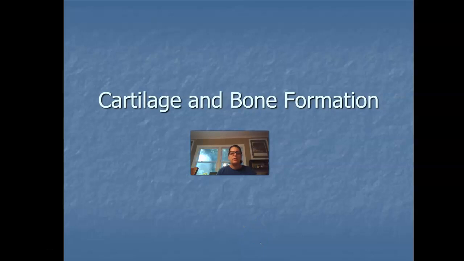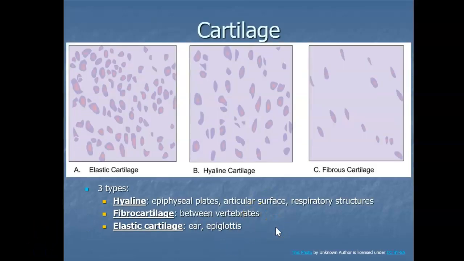Morning. This lecture video is going to go over cartilage and the properties of cartilage, and then talk about the two ways that bone can form: intramembranous ossification and endochondral ossification. Let's start with cartilage. Cartilage is part of the skeletal system. It's a special tissue, a type of connective tissue. There are three types of cartilage found in our body.